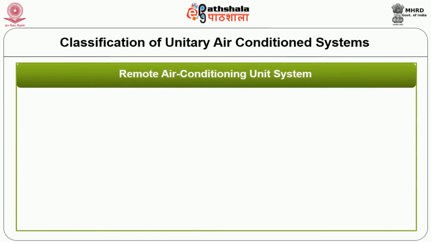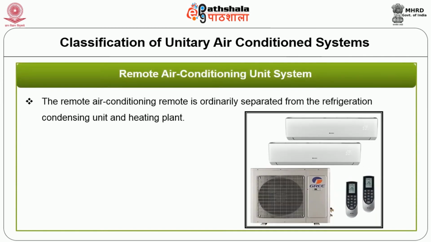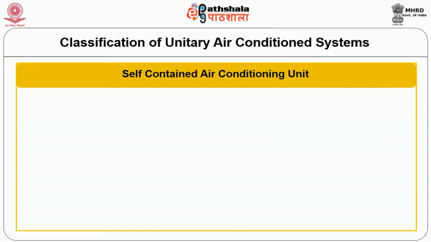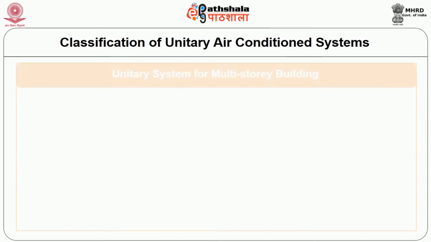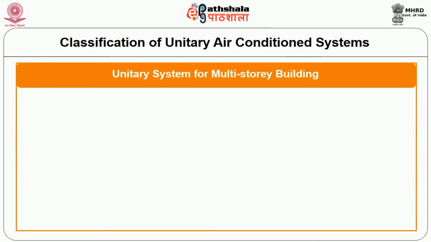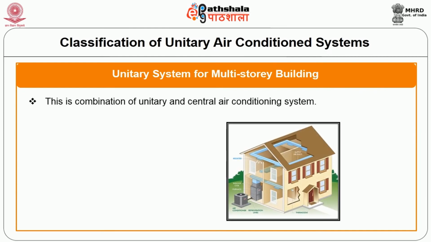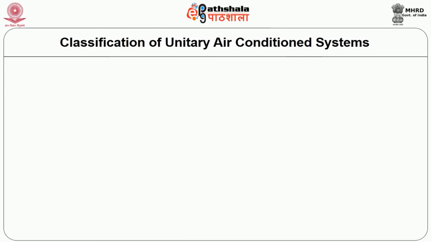Remote air conditioning unit system. The remote air conditioning unit is originally separated from the refrigeration, condensing unit and heating plant. Self-contained air conditioning unit. All the components including condensing and heating units are assembled in one enclosure. Unitary system for multi-storey building. This is a combination of unitary and central air conditioning system.